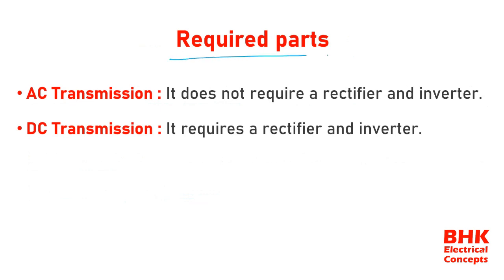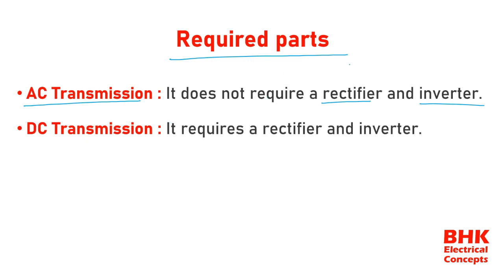Now another thing is required parts. What are the parts required in case of AC and DC transmission? In case of AC transmission system, we do not use the rectifier circuit and inverter circuit, because whatever energy is generated is alternating only. So it is not required. The use of rectifier is not applicable in case of AC, because AC is directly transmitted through the transmission lines from generating station to the load centers.